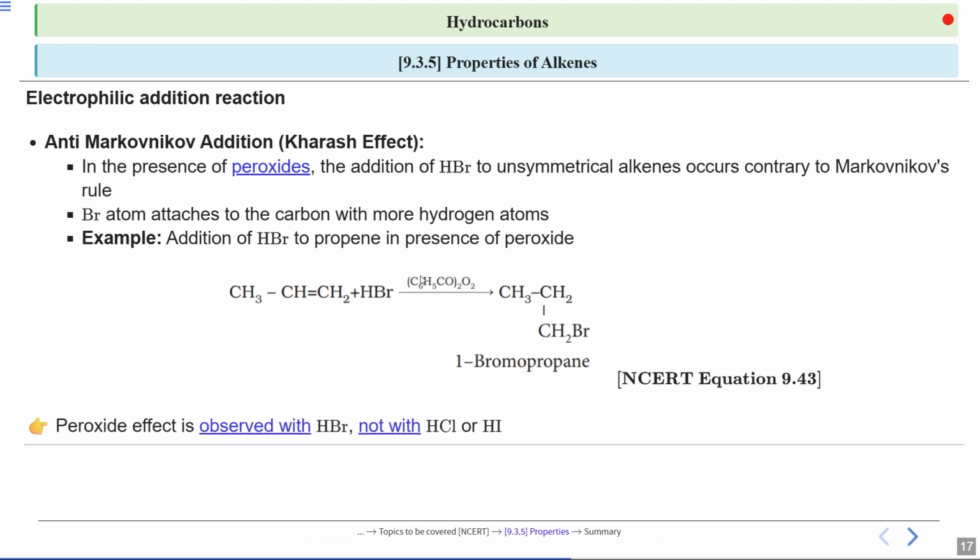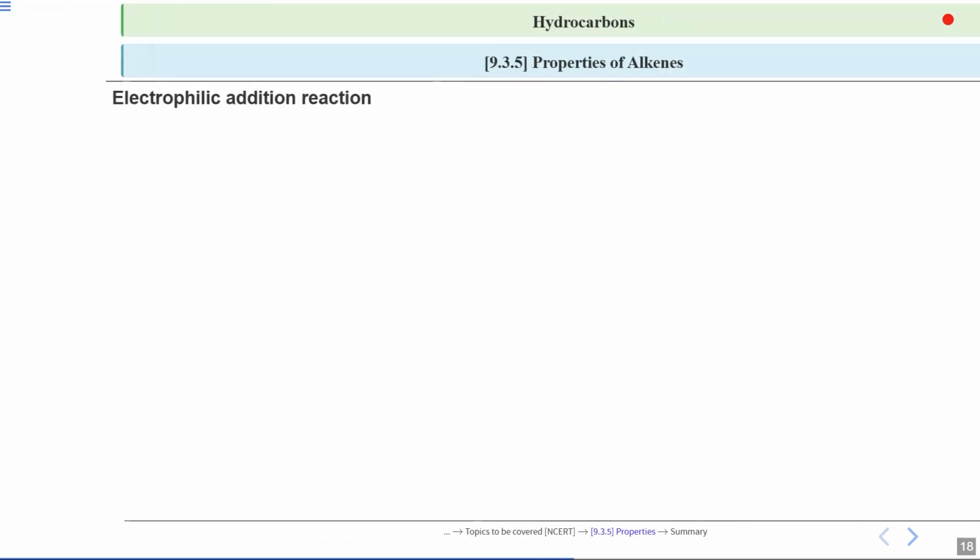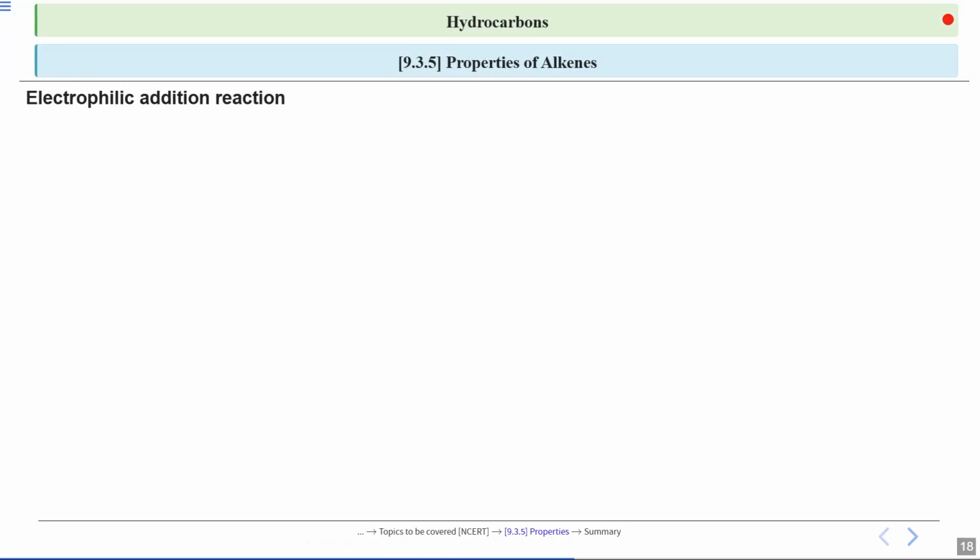So what we can say is that the peroxide effect is always observed with HBr and not with HCl or HI. This is an important point to remember. You can get anti-Markovnikov addition with the help of peroxide only with HBr and not with HCl or HI. Remember, this is very, very important for you. Moving on further, next we will see the mechanism of this anti-Markovnikov addition. So let's see how it is added.